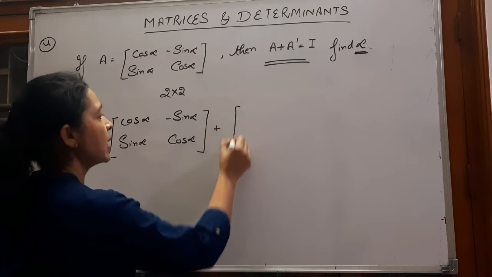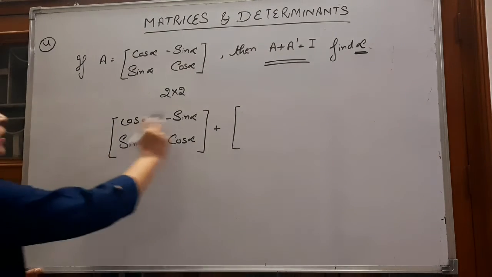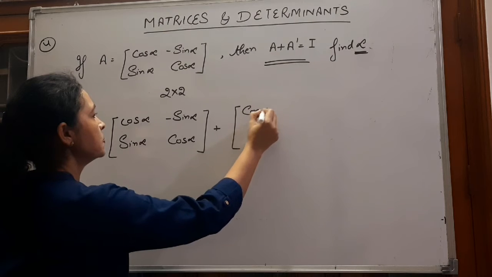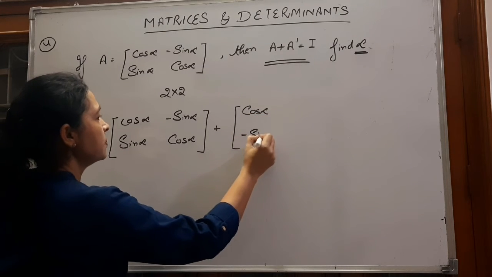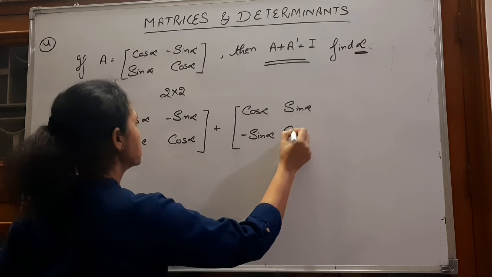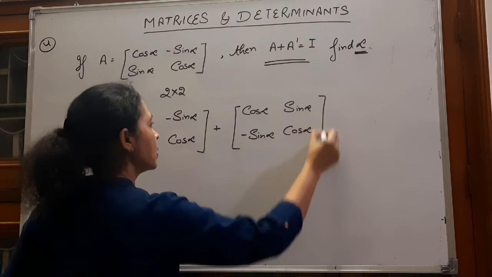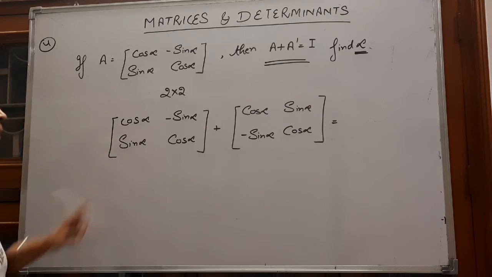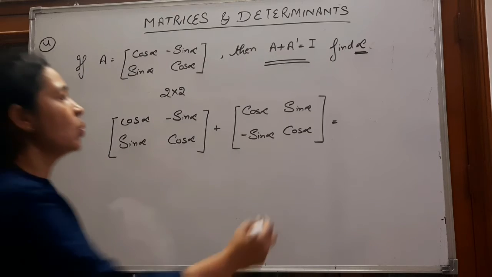What is A transpose? Interchange of rows and columns. Row 1 will become column 1 and row 2 will become column 2, giving cos alpha. A plus A transpose is equal to I.